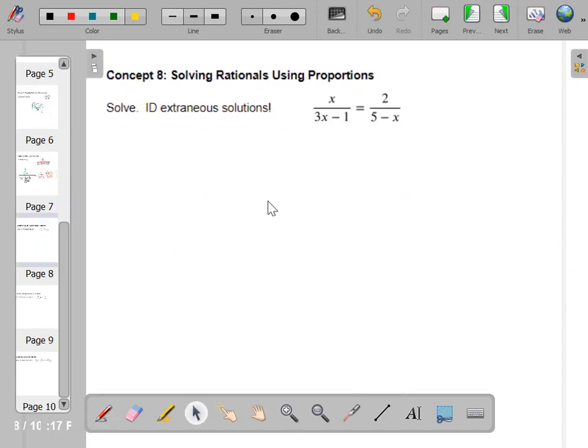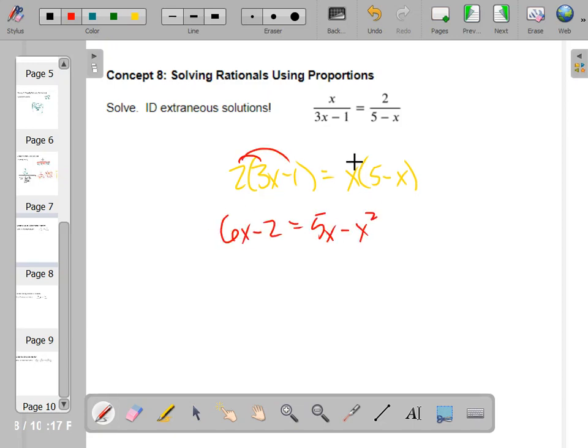Proportions. Okay, so when we solve, we have a couple different scenarios. If you have a fraction equals a fraction, and there's an equal sign there, you can just cross multiply. So when I cross multiply, I'm going to multiply 2 times 3x minus 1, and I'm going to multiply x times 5 minus x. Now I can distribute on both sides. 6x minus 2 equals 5x minus x squared. When you distribute here.